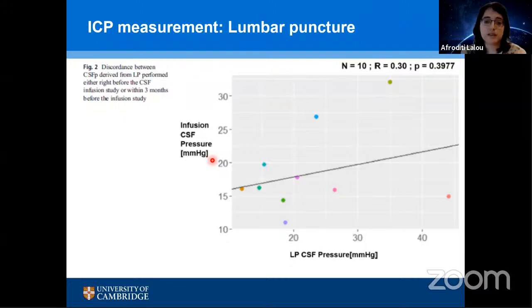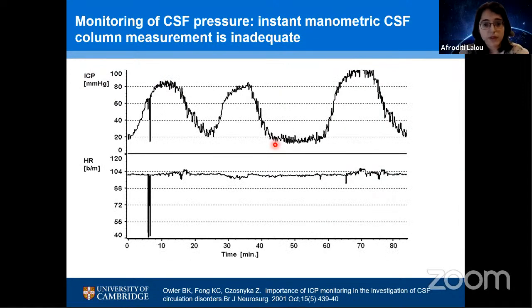But as we said, if the pressure now is about 15, and then in 2 months we take it again and it's about 25, that changes a lot. And that shows us that we should consider not just doing isolated pressure measurements to try to classify IIH or any other CSF disorder.